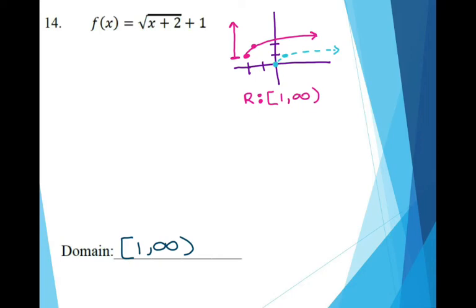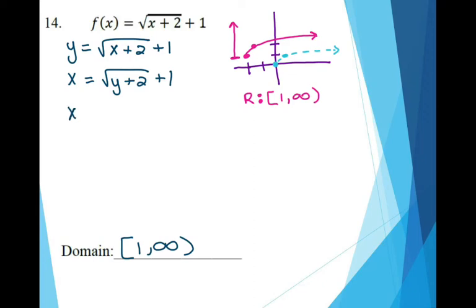So for my inverse, I'm going to switch my x and y's. I'm going to write it as y equals first, and then switch my x and y. So I have x equals the square root of (y plus 2), plus 1. I'm going to subtract 1 from both sides. So x minus 1 equals the square root of (y plus 2). To undo a square root, I'm going to square both sides.